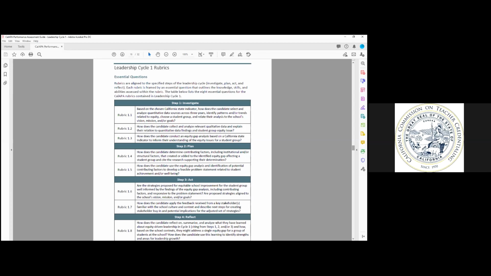Step 2 then goes on to the qualitative data, rubric 1.2, excuse me, and does the candidate explain the relationship between the quantitative and the qualitative data and how it relates back to an equity issue with their chosen student group? So you'll see all of this begins to tie together. Rubric 1.3, how does the candidate conduct an equity gap analysis? Does it inform their understanding of the equity issues for their chosen student group?